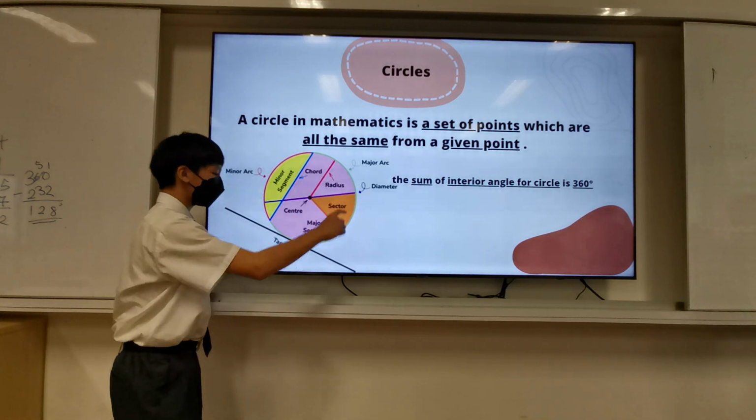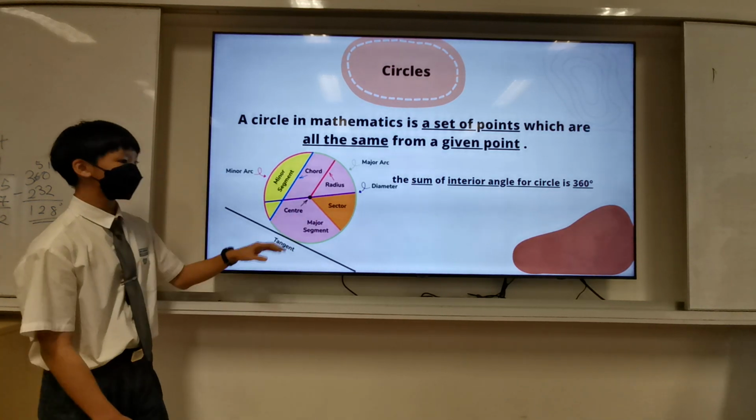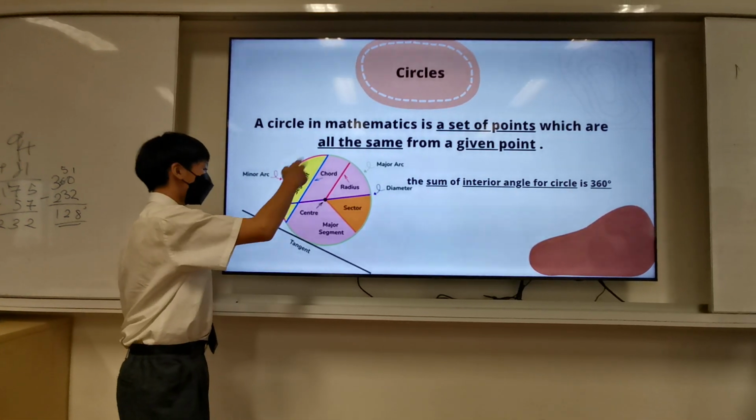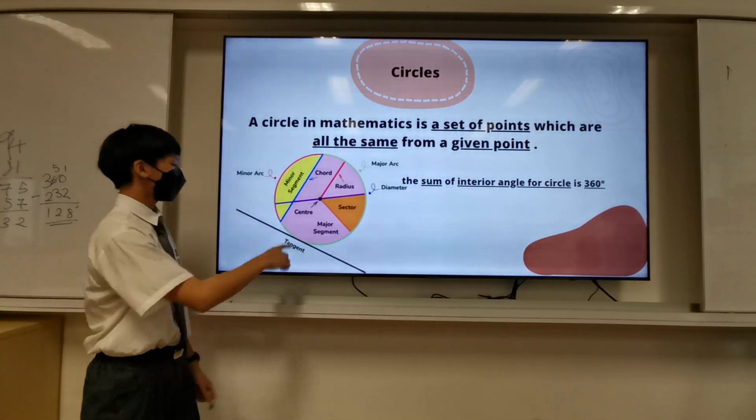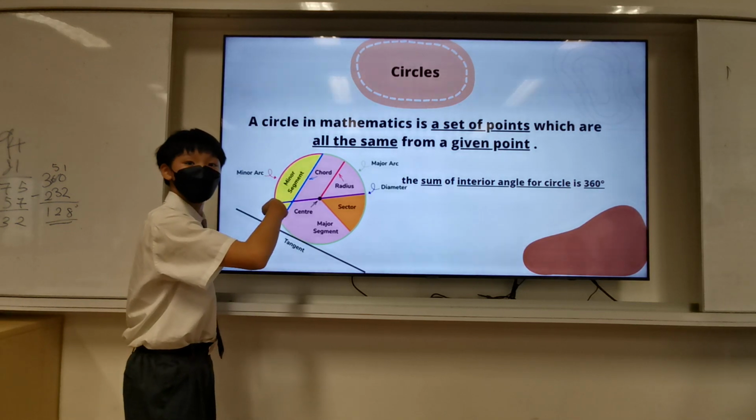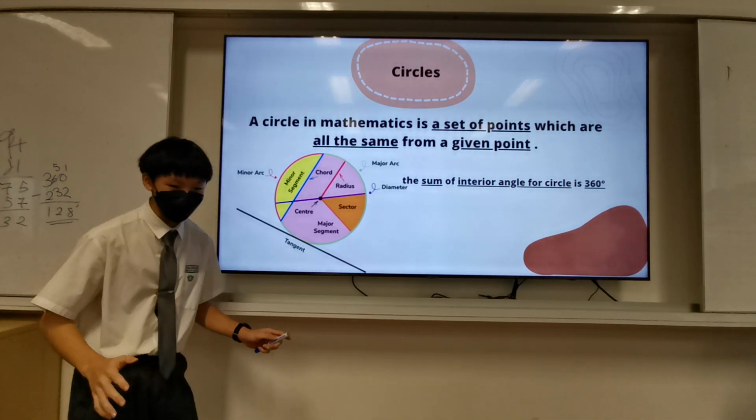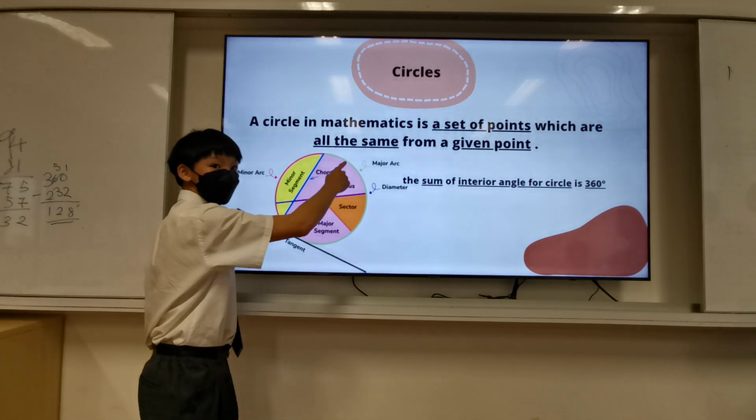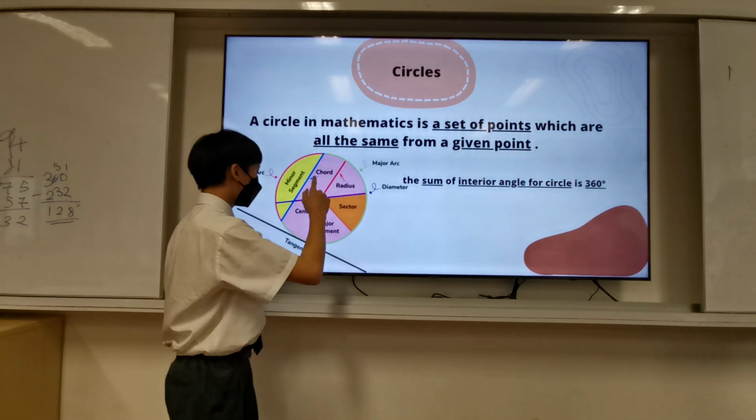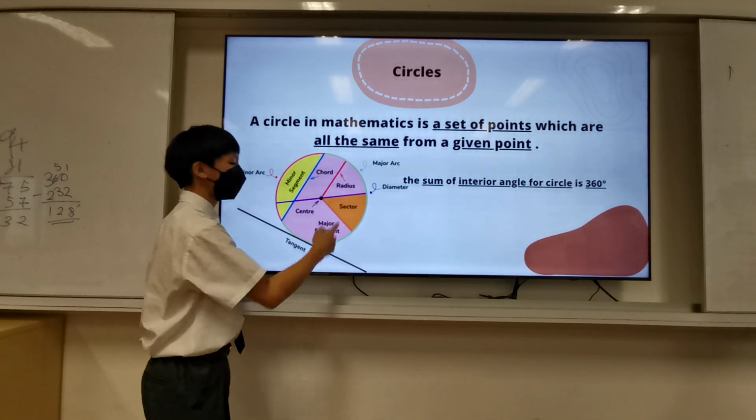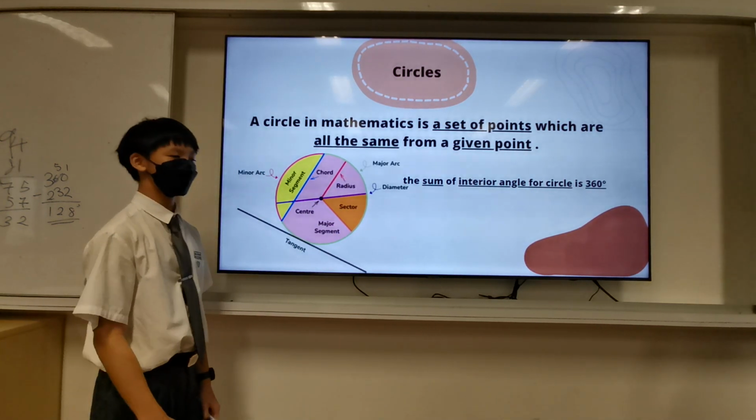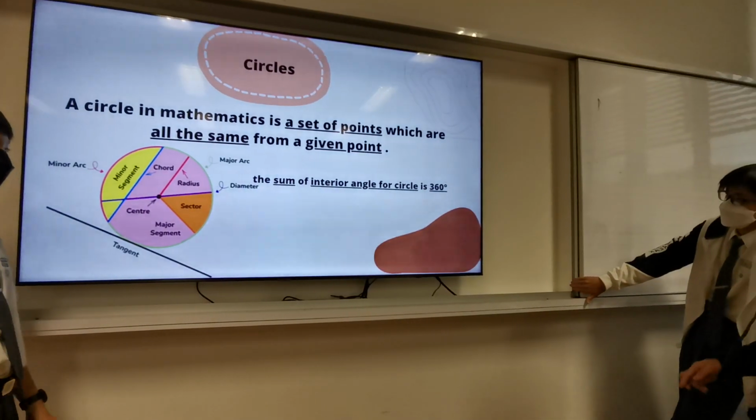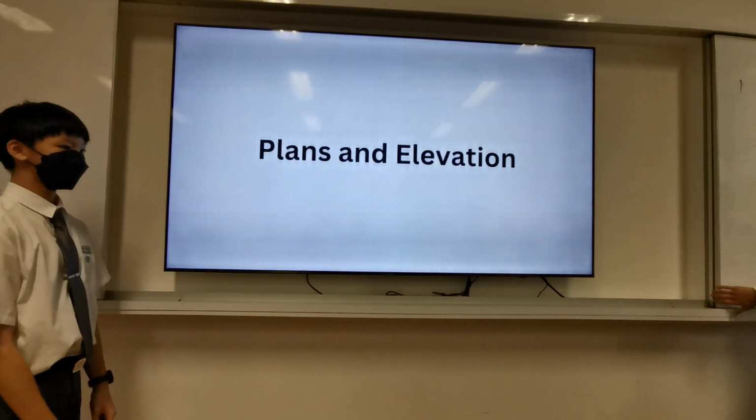This orange part is the sector. This entire yellow part is the minor sector. This blue part is the minor segment. This blue line is a chord. This red line, which goes from the center to the circumference, is the radius. And this line is a diameter.